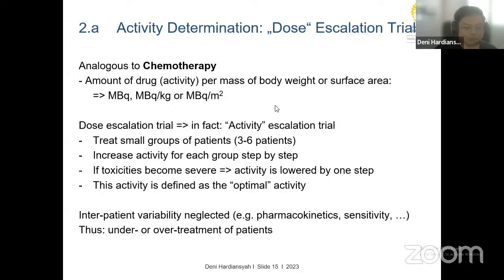So if a patient comes to your clinic, and we just use this number that was derived from another patient population from another country, then it may not be optimal for our patient. So we can say that the interpatient variability is neglected. For example, the pharmacokinetics, we don't care about it. The sensitivity, we don't care about it as well. Then this may lead us to the under or over treatment of a patient, and this is not good.